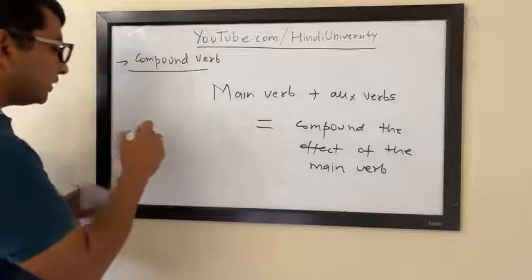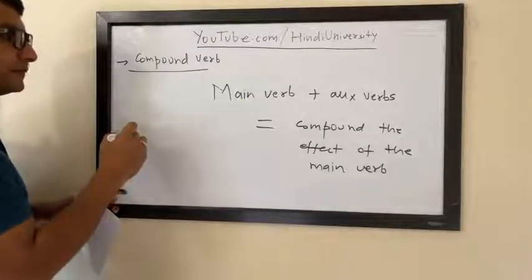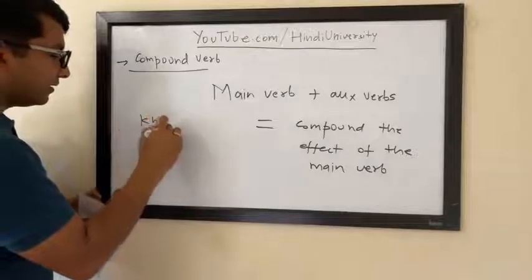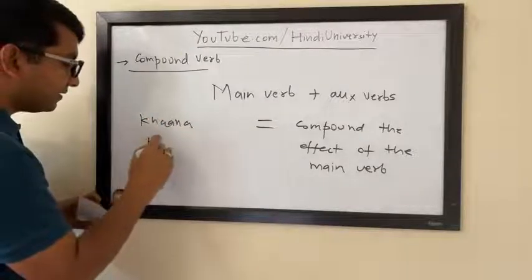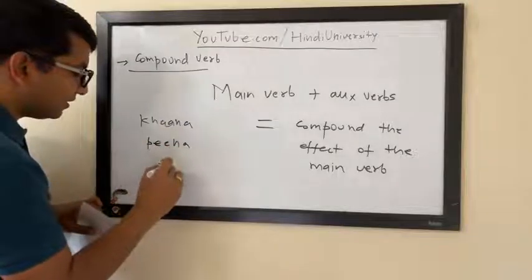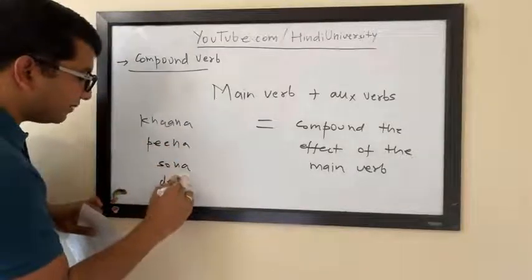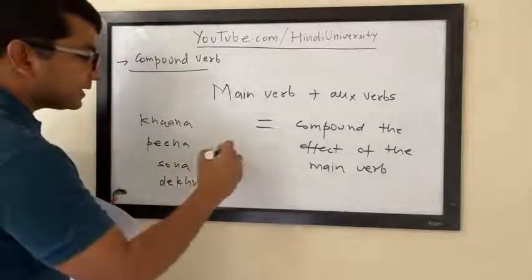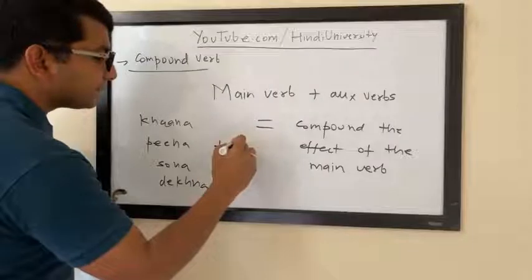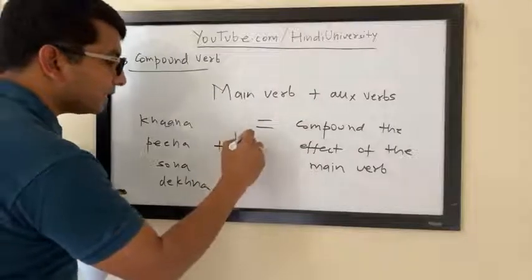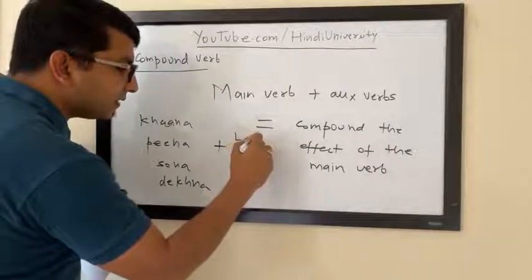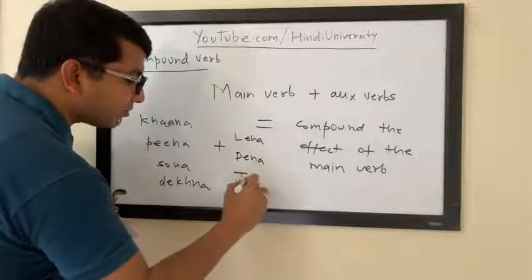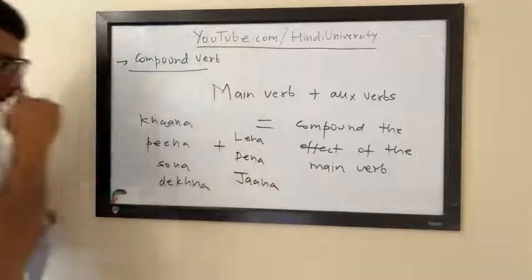And as you know, some of the examples of main verbs are khana, pina, sona, dekhna, you name it, right? Typically we use them independently, but now in this case we are going to use them with the auxiliary verbs. In the previous two classes we've tried these two verbs, lena, dena, and now we'll try to see where jana fits in the picture, okay.